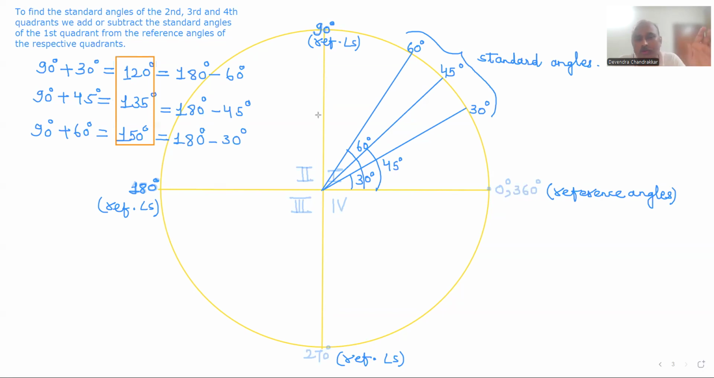No doubts? Okay, now there is a work for all of you. All of you find the standard angles of the third and fourth quadrant and write the answer in the comment. So your question is, right? Note this first. Note this. So write the standard angles of the third and fourth quadrant.